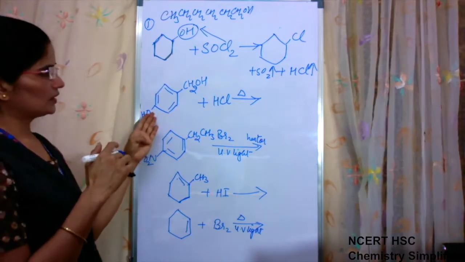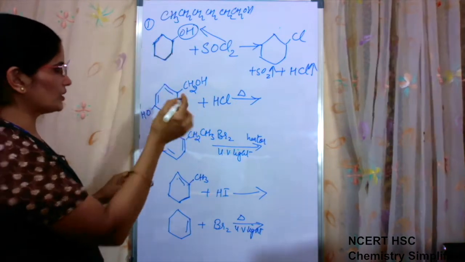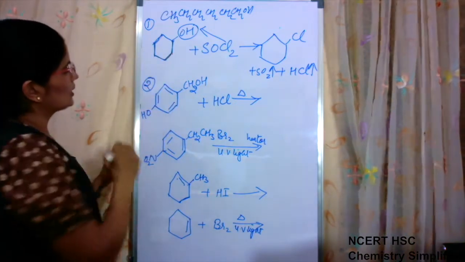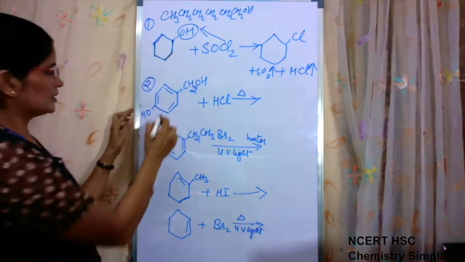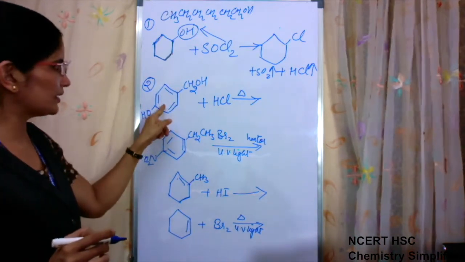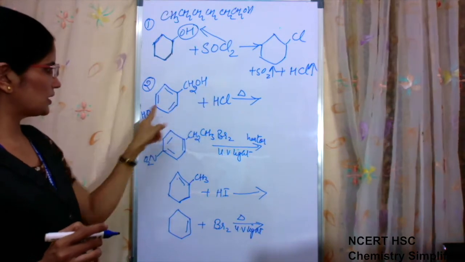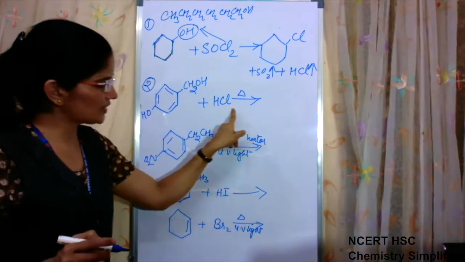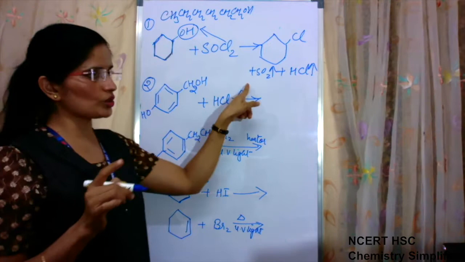Now, if any doubt is there, you can ask. Second reaction, this structure is visible. Here there are bonds, that means it is a benzene ring. CH2OH and OH. The reaction is taking place with HCl in presence of heat.